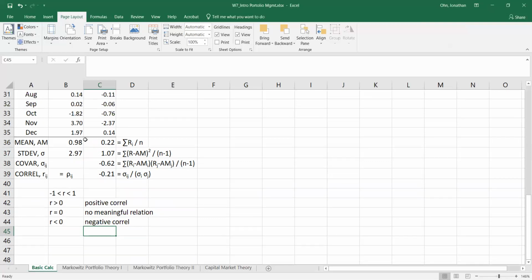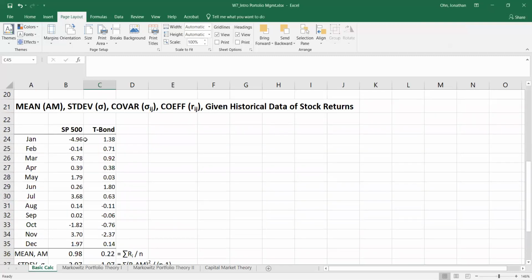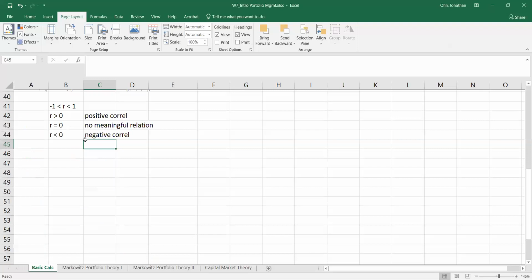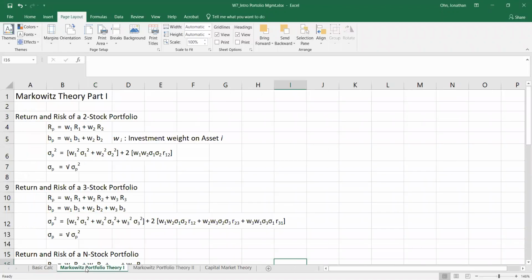Now, if you have negative correlation, these two are good candidates for your investment risk diversification, right? So you want to include these two assets in your portfolio for risk diversification. Okay, now let's move on to the Markowitz portfolio theory. Do you have any questions before we go on? Just let me know. Okay.